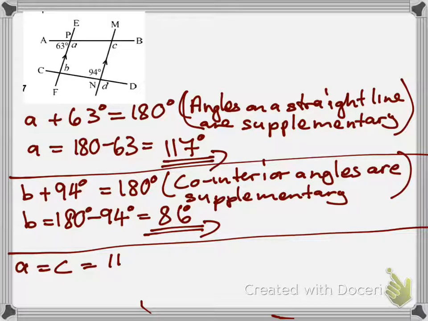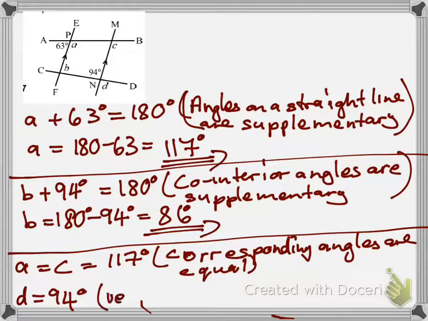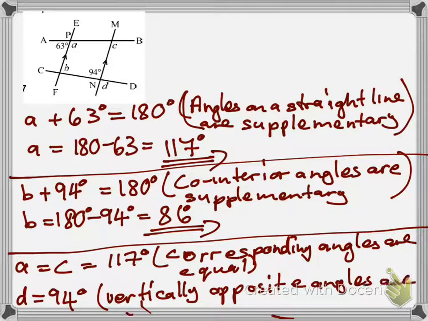Both are 117 degrees. Why? The reason for that is that C and A are corresponding angles, and corresponding angles are equal. And then D is equals to 94 degrees because D and 94 are vertically opposite angles, and vertically opposite angles are equal. Right, there we go.